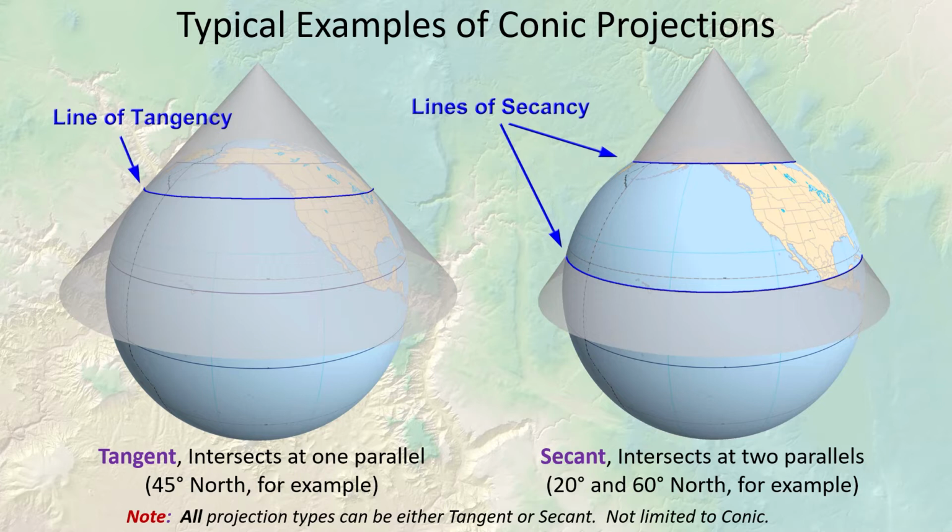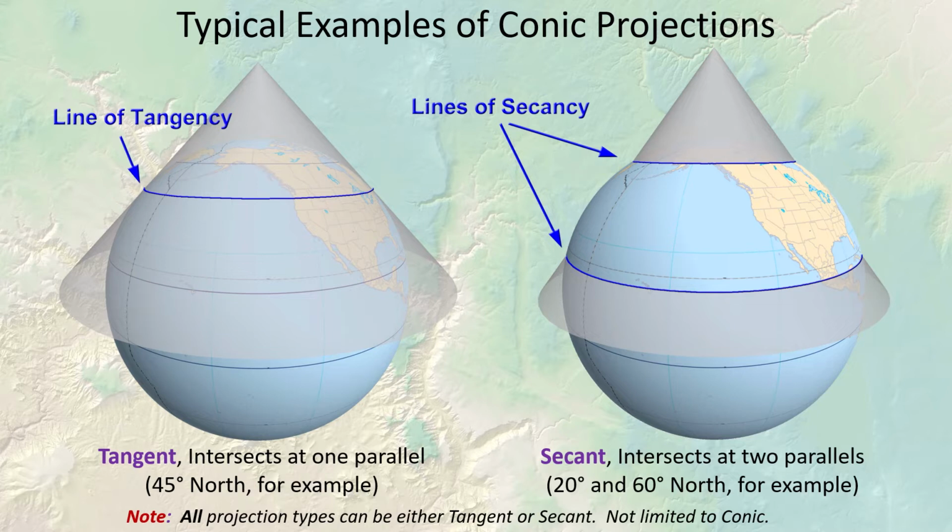A tangent projection is one in which the projection surface just touches the surface of the planet, while a secant projection actually intersects the planet. Now, what do you suppose the difference is here? Why would we choose a tangent versus a secant projection? And the answer comes down to distortion, projection distortion.